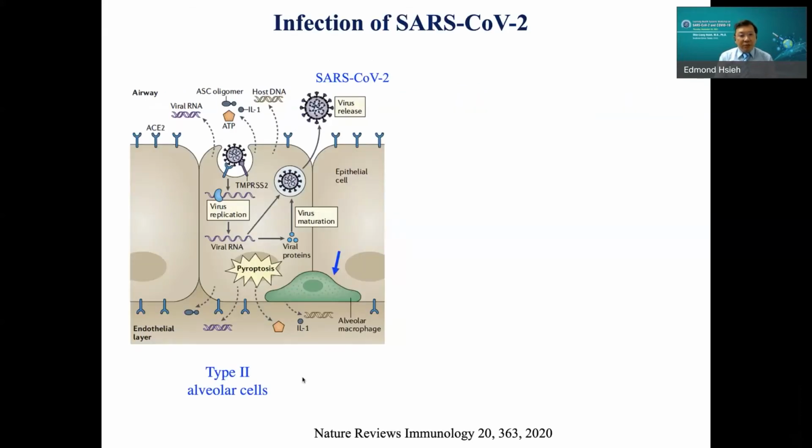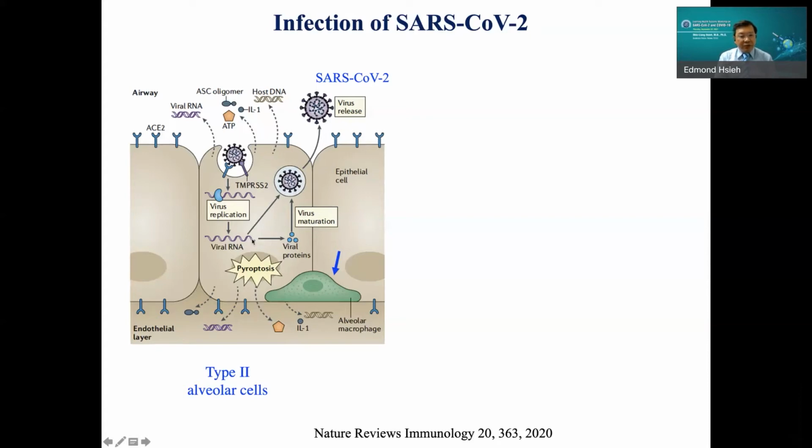We know that when hosts are exposed to SARS-CoV-2, the virus will enter the upper airway, especially the type 2 alveolar cells, which have abundant ACE2 receptor and TMPRSS2, the co-receptors for SARS-CoV-2. So after entry into the alveolar cell, the virus will replicate and stimulate intracellular DNA sensors and RNA sensors to trigger an inflammatory reaction. The virus will replicate in the cell and be released into the extracellular space to infect other cells.